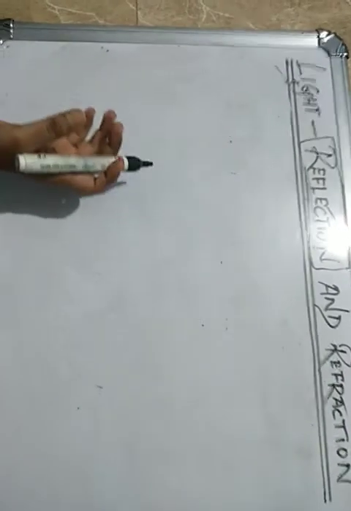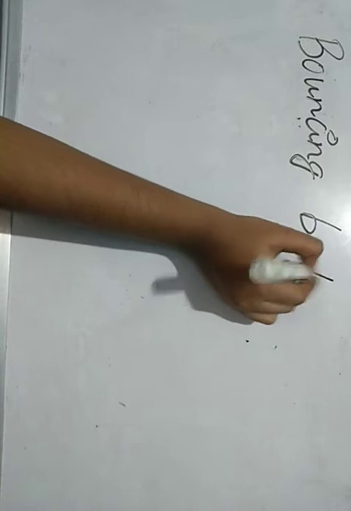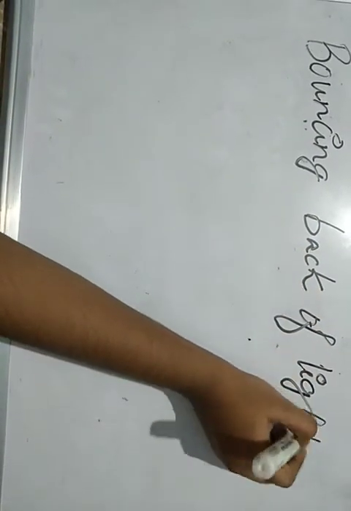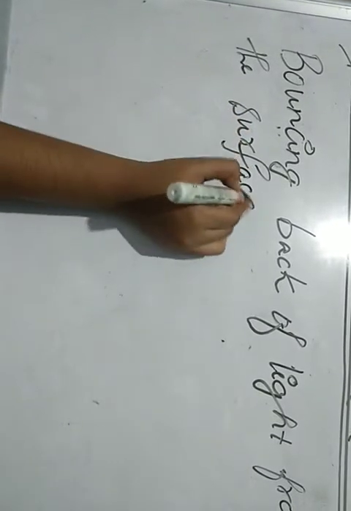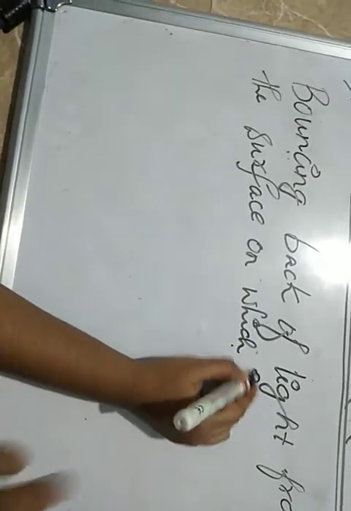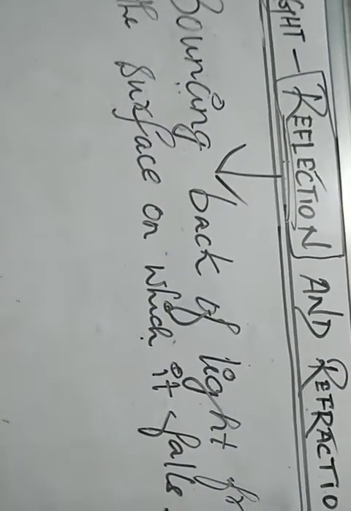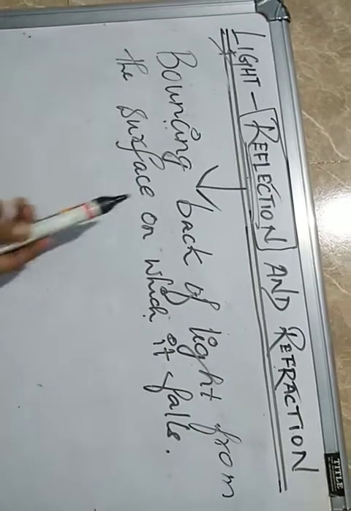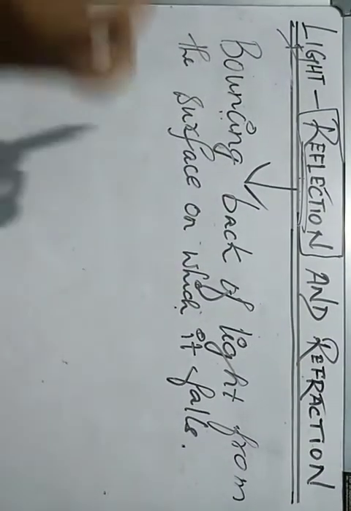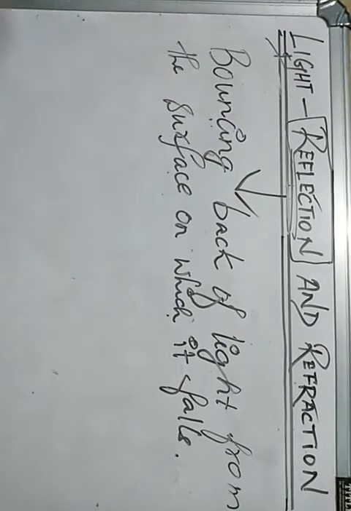What is reflection? We say something gets reflected. Reflection means bouncing back of light from the surface on which it falls. This is reflection. The way light gets bounced back from the surface on which it falls is known as reflection. See, light is falling from the bulb and it is getting bounced back, and then we are able to see. This whole process is known as reflection.